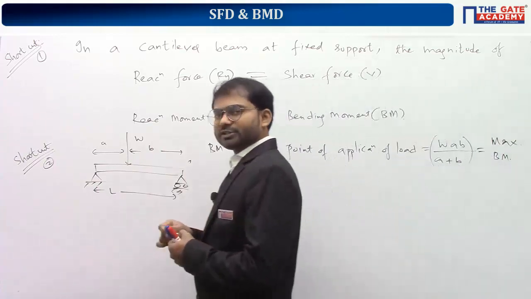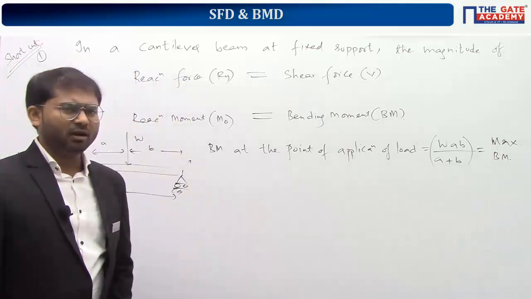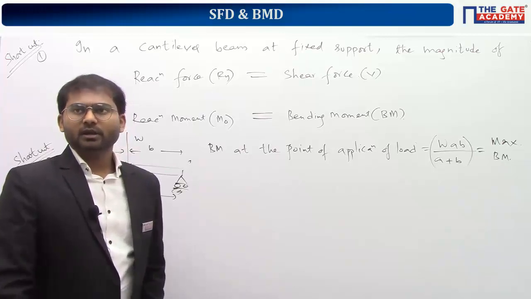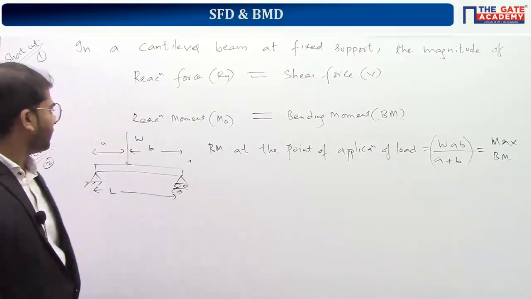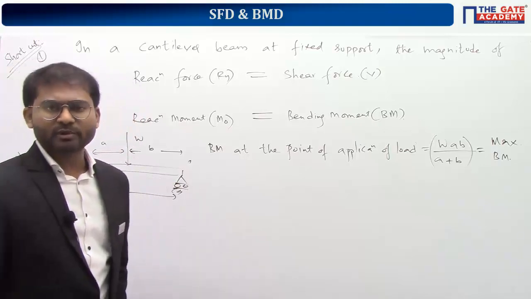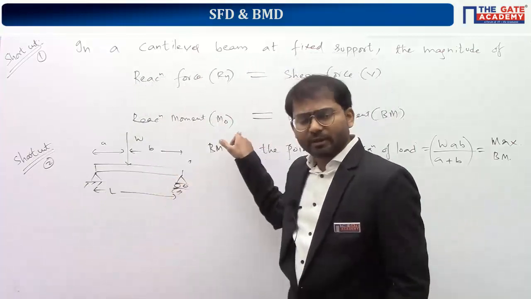Okay, at the location of the applied load, bending moment is WAB by (A plus B), or WAB by L, and it is equal to the maximum magnitude of bending moment. Understood? So this is the second shortcut. Clear? So remaining shortcuts we'll see afterwards because we have to go through some numericals. But the first shortcut is very important.